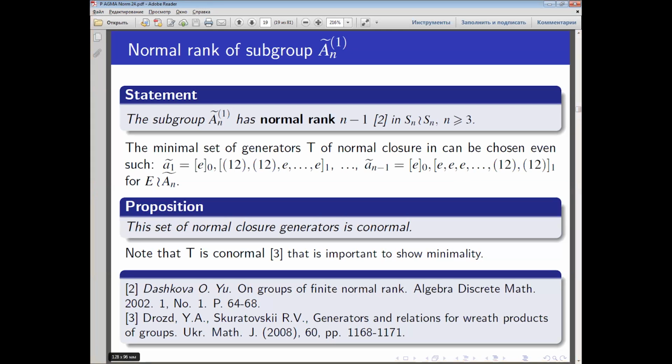This normal rank was presented first in a paper of Dashkova Olga Yurievna with Kurdachenko. As I remember, Kurdachenko used this term too. It's the school of Kurdachenko. And generators and relations were studied in our paper on this Rias product. We use some properties of conormality in the proof of this statement.